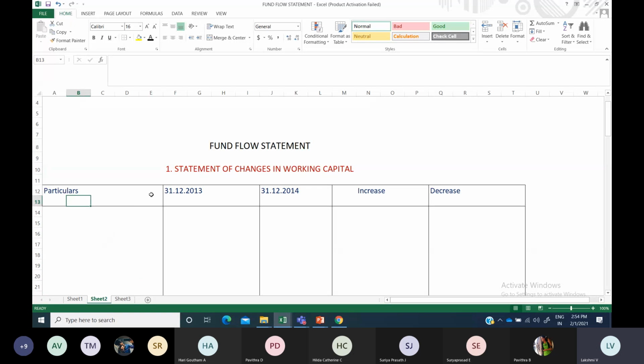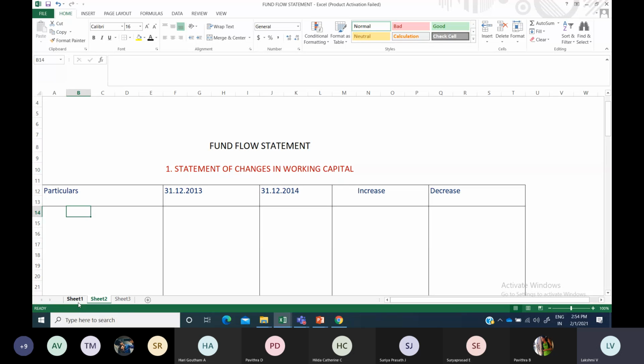The particulars column, and then the first year and second year, those two years you have to mention here. All these will be used for entering the amount, and this column is also an amount column. Increase, you have to mention in bracket rupees, and decrease, rupees, in the amount columns. So here you will be filling all the details of current assets and current liabilities. Let us move to the question now.